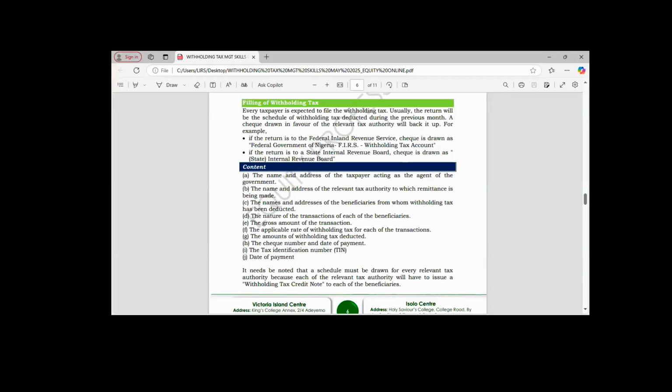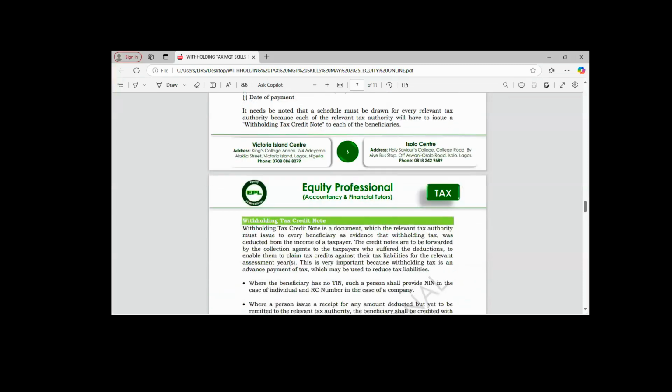After you prepare the schedule, you present it to what? To the relevant tax authority through the bank. The relevant tax authority is also obliged by law to what? To give you something that, yes, we have collected this money from you on behalf of this person. That document that will be provided is what is called withholding tax credit note. That credit note is now what you are going to use to claim your tax liability.